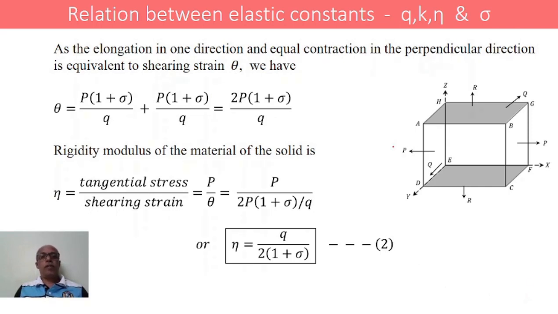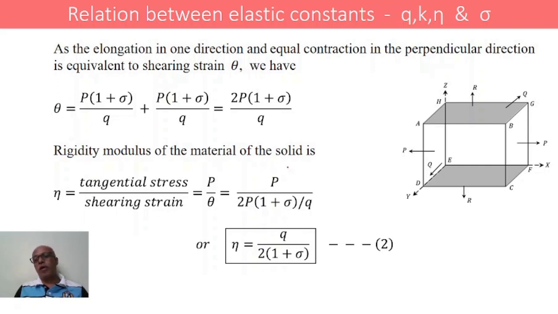As the elongation in one direction is equal to the contraction in the perpendicular direction, therefore the equivalent shearing strain is theta equals 1 plus P sigma by Q plus 1 plus P into 1 plus sigma by Q. The elongation along one direction is equal to the contraction in the perpendicular direction. And this is the shearing strain, and that is equal to 2P into 1 plus sigma by Q.